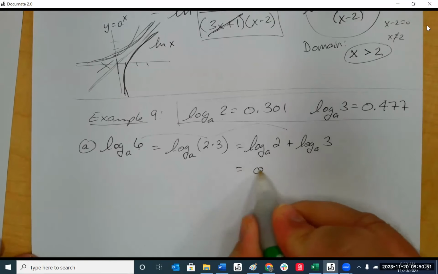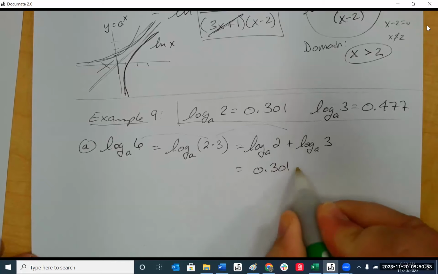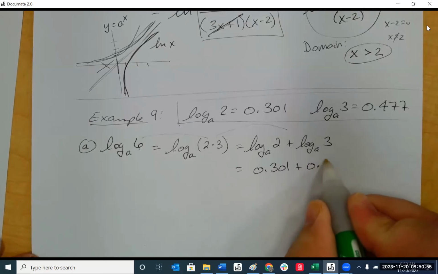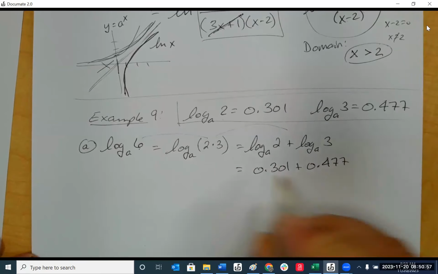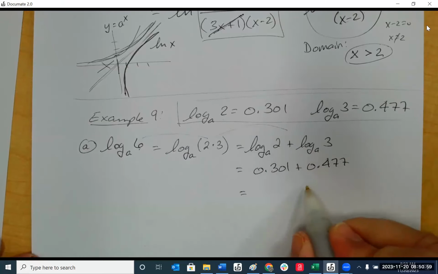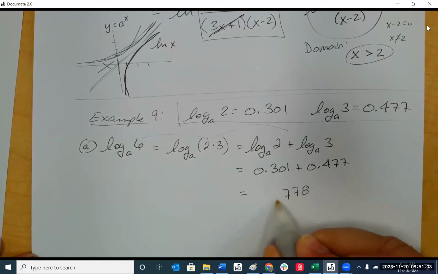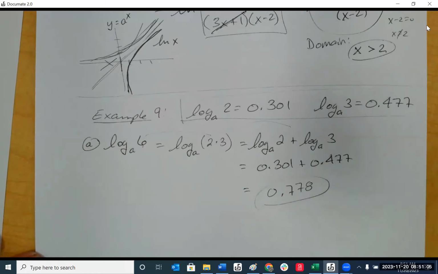Log base a of 2 is 0.301 plus 0.477. Add those together, we get 0.778. Yeah.